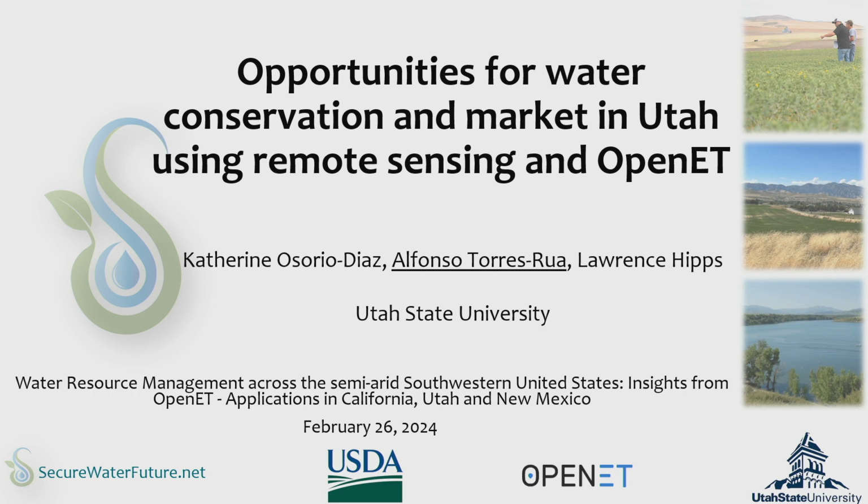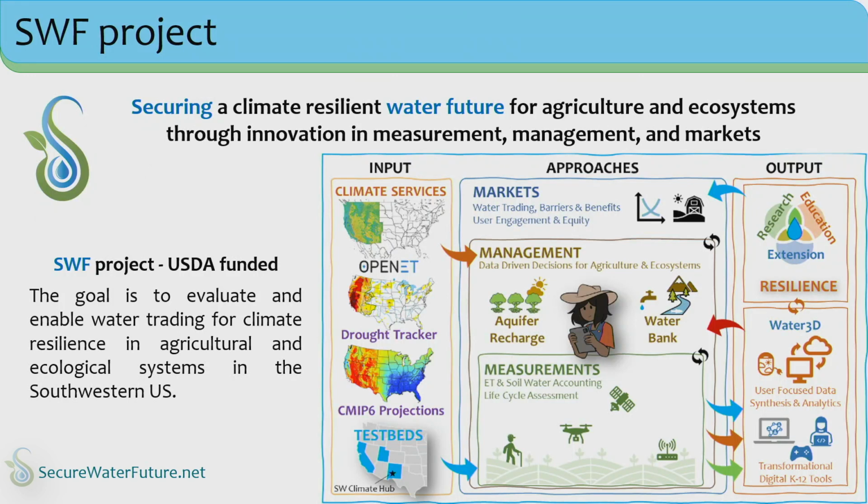Well, this presentation is an application of OpenET and remote sensing information to identify where the opportunities for water conservation are. This is still a work in progress, and I want to show you how far we have made progress on this topic. We are part of the SWIFT project, and my area of expertise and my work is related to measurements, how we can use ground information and remote sensing data to identify such opportunities in water conservation.